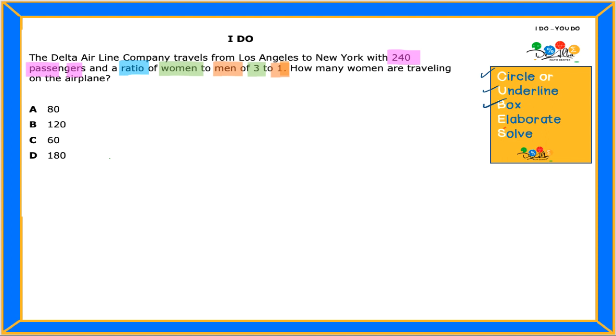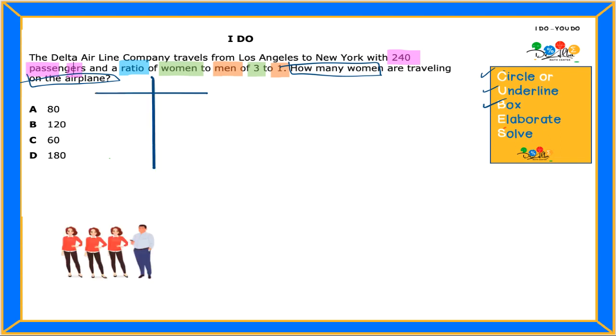Now, the question reads, how many women? So they want to know about women. How many women are traveling on the airplane? So I did circle, underline, which is highlight, and I did box. Since this question talks about ratios, I'm going to create a ratio table that helps me to record my numbers. And also, I'm going to bring a little picture of the situation. Let me bring the picture.